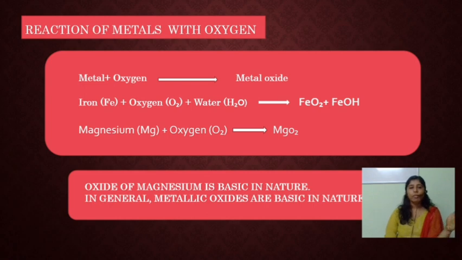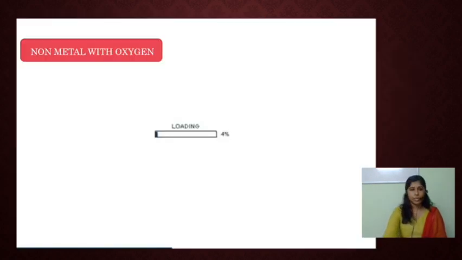We know that when a metal reacts with oxygen, we get metal oxide or metallic oxide, and that metallic oxides are basic in nature. Is it clear? Then we can look at what happens when a non-metal reacts with oxygen.